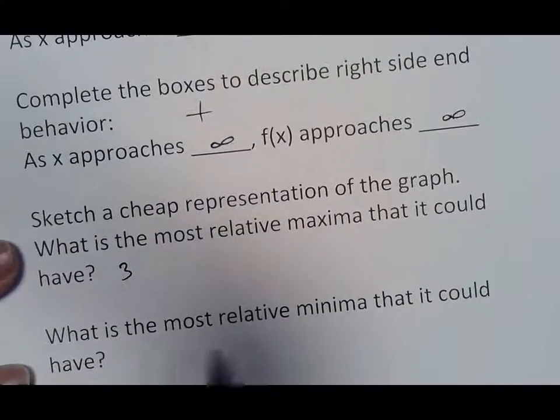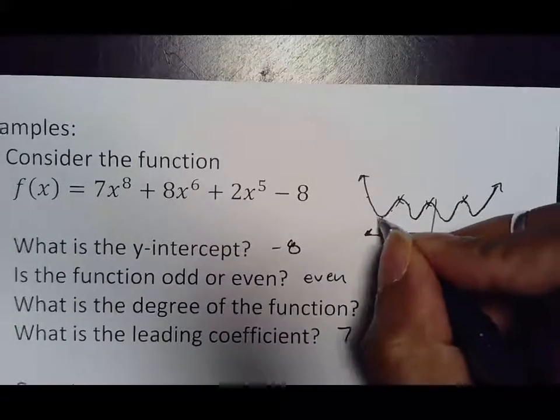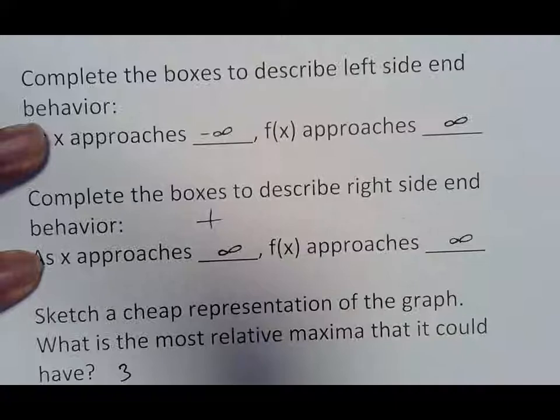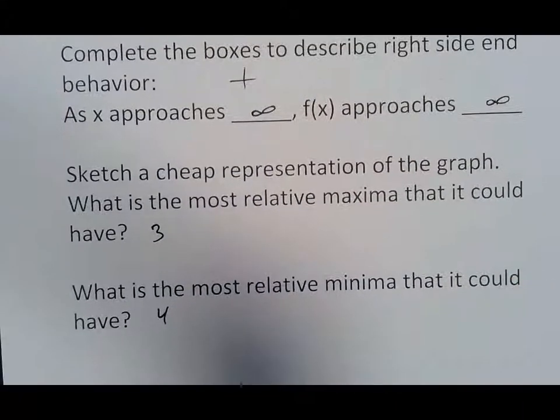What is the most relative minima that it could have? Well, that's the low points. That's 1, 2, 3, and 4. And that is our analysis.